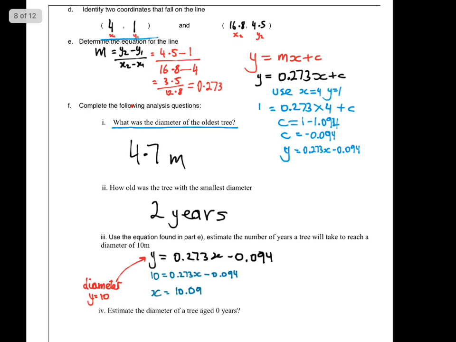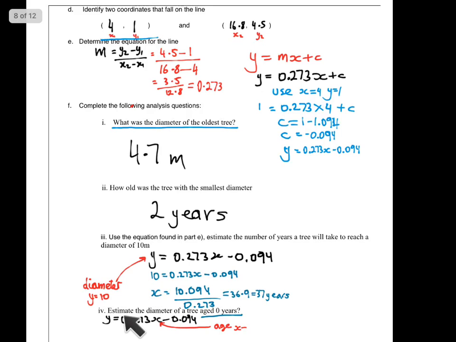So I can add 0.094 to 10 to get that number there, and then I divide by 0.273, and that gives me the x value, which is the age of the tree. To the whole number, 37 years.